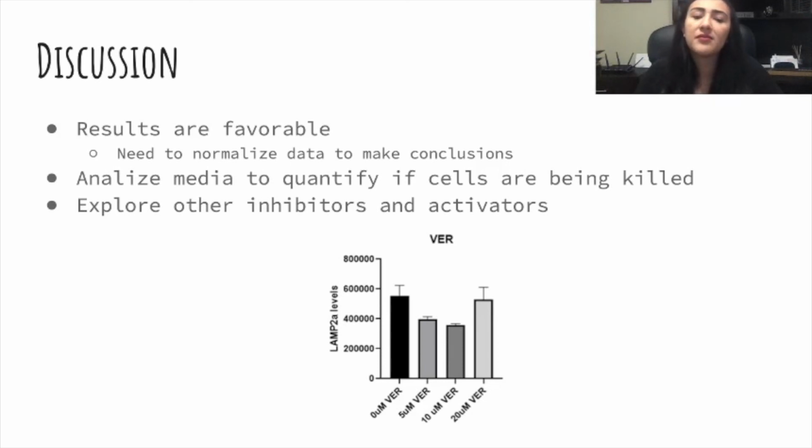So we will also have to analyze if it's worth killing our cells in order to inhibit CMA. And we will also want to explore the other inhibitors and activators that we didn't have time to do, so that we can make actual conclusions on what the best methods are to monitor CMA.